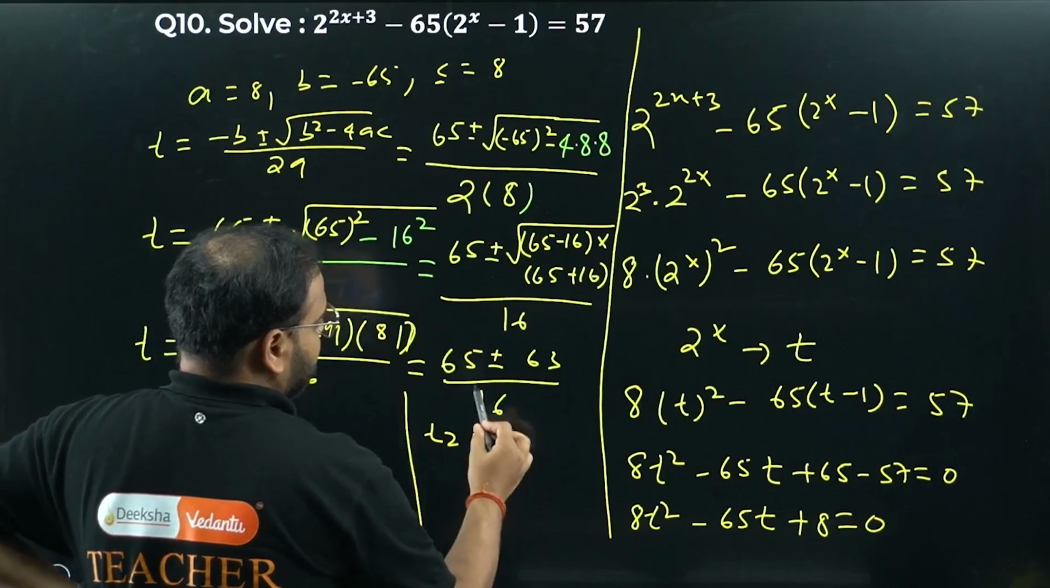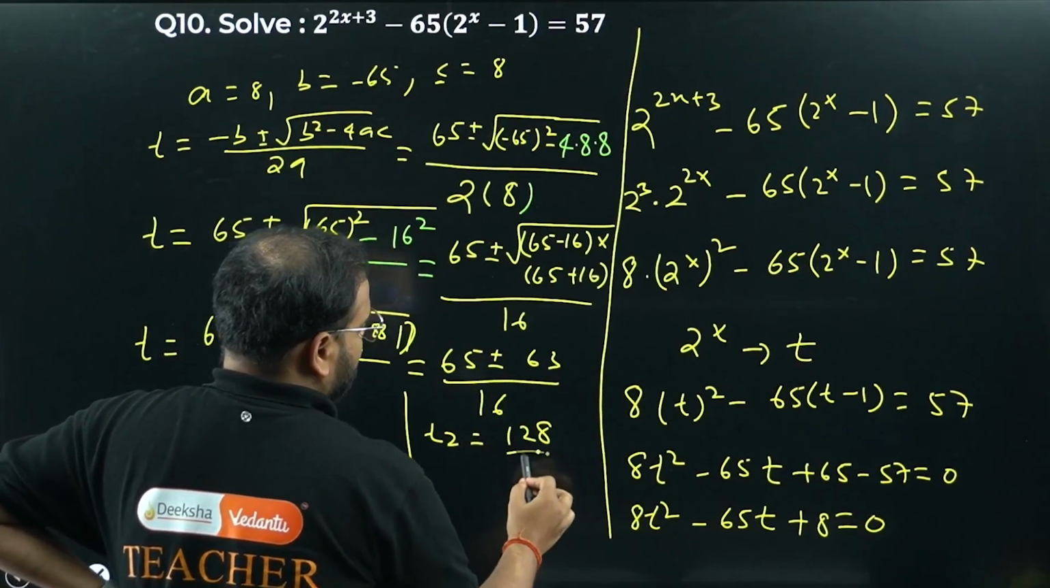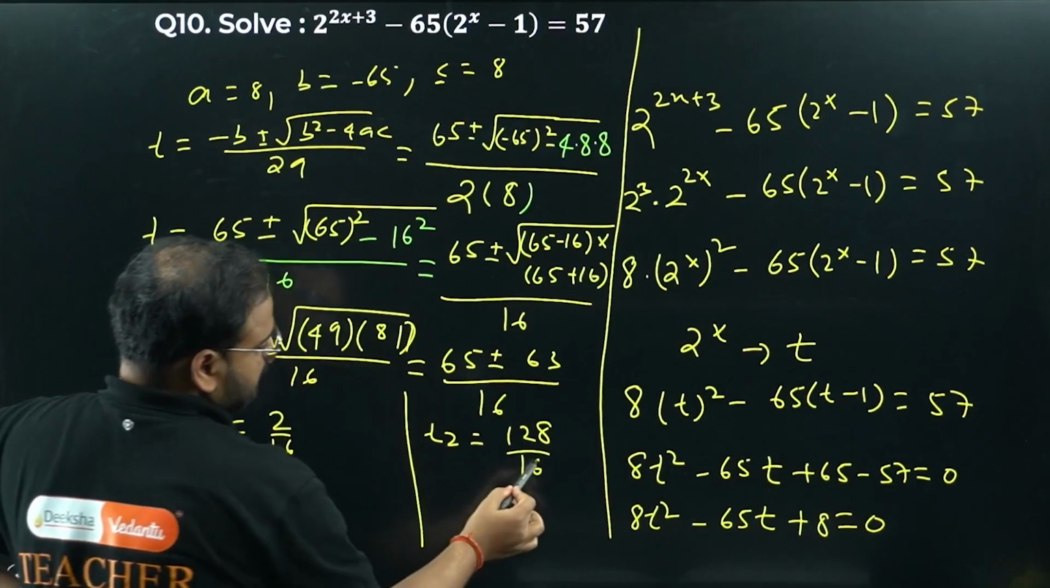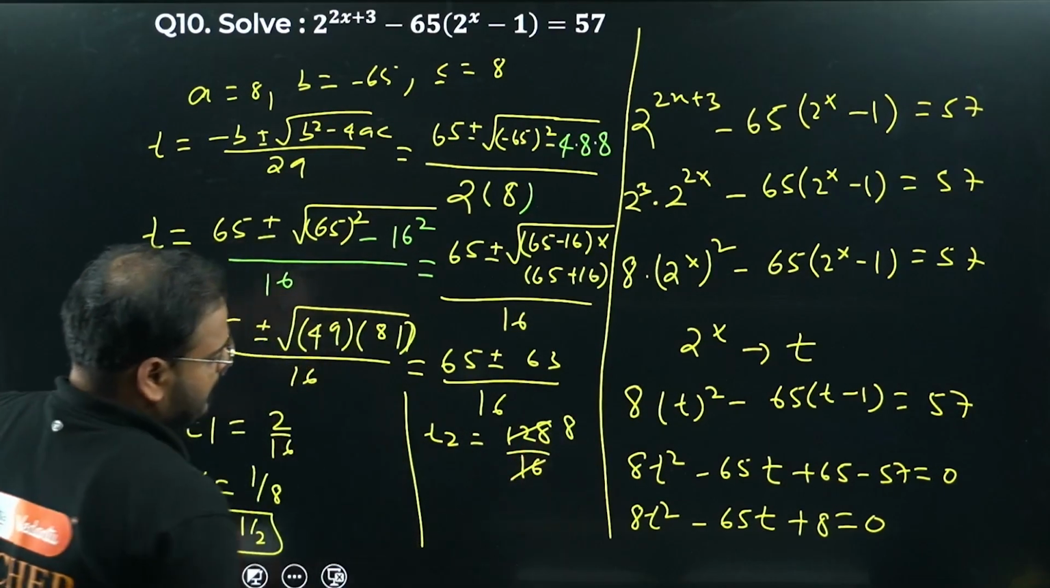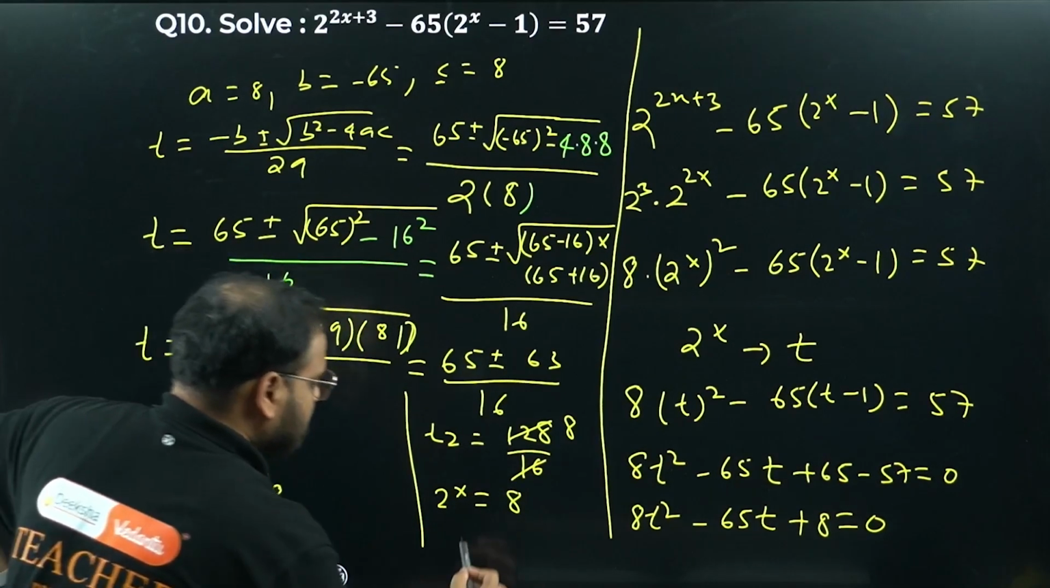T2 equals, add them. 5 plus 3 is 8, and 6 plus 6 is 12, divided by 16, right? How much am I getting? 16 times, so 8, right? Yeah, 8. Okay, so I'm getting 2 power x equals 8. So what is this x going to be?